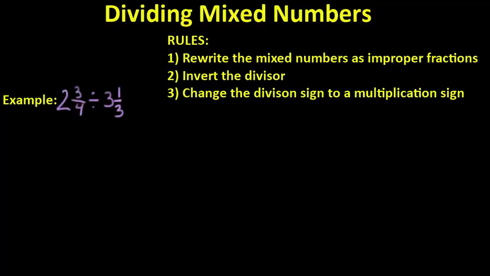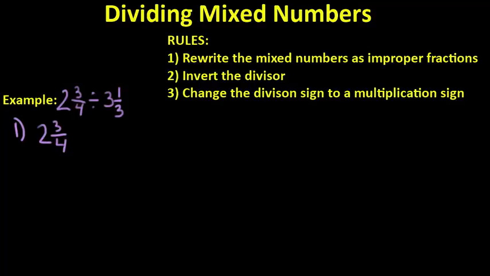So our first example is 2 3/4 divided by 3 1/3. I like to do this in 3 steps so you know that you don't leave anything out. So going by that, we say number 1, rewrite those mixed numbers as improper fractions. So 2 3/4, to rewrite it as an improper fraction, you multiply the whole number by the denominator.